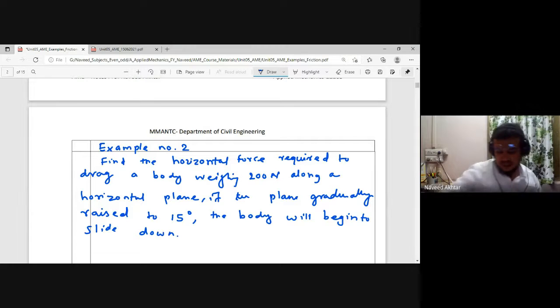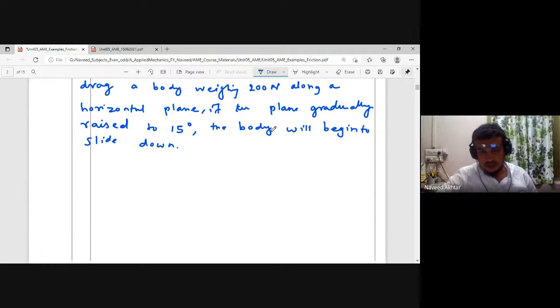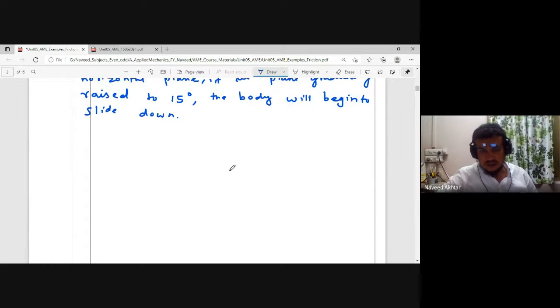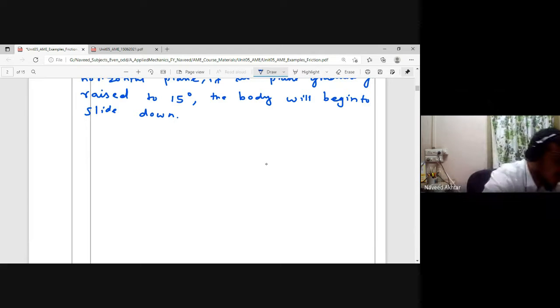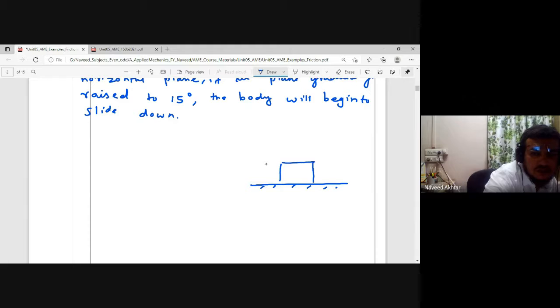When the body is gradually raised on the inclined surface and begins to slide down, it says what is given in the example: this is the horizontal plane. First condition, इसका वेट कितना है? W is equal to 200 Newton.